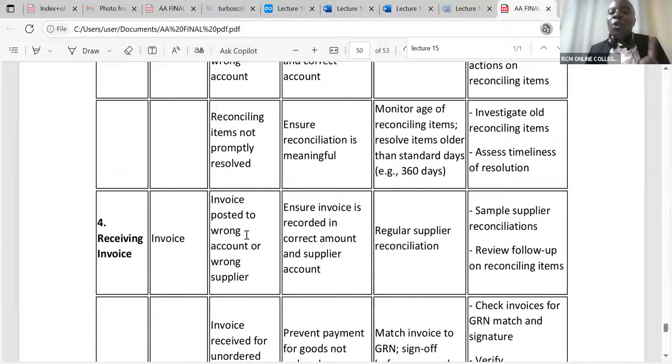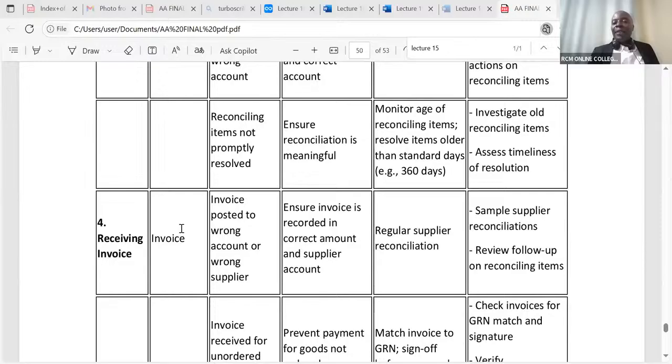So the risk, what could go wrong? What could go wrong, ladies and gentlemen? We have always seen these very, very many times. You will get to have been invoiced. So when you are invoiced, we are supposed to post this invoice amount to the correct supplier, to the correct account payable. In most cases, we may post this invoice to a wrong account. Even if we post it at the right account, there is a possibility, ladies and gentlemen, that we may post wrong figures. That's a risk.